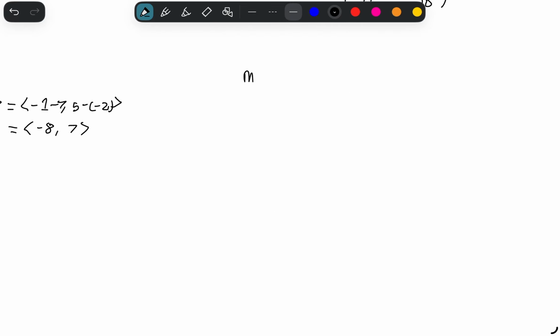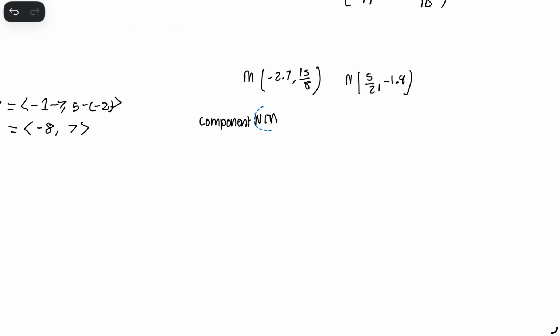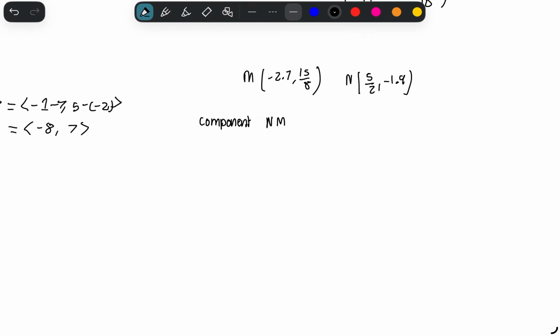Now let's say that we had M (negative 2.7, 15/8), and we had N (5/2, negative 1.9). We want to find NM in component form. So we have to subtract xM minus xN, and then yM minus yN. So that's negative 2.7 minus 5 over 2, and 15 over 8 minus negative 1.9.